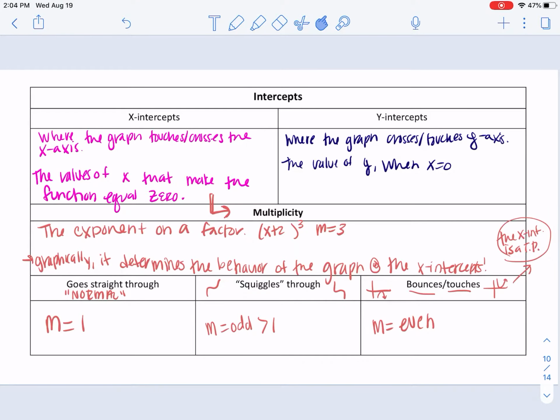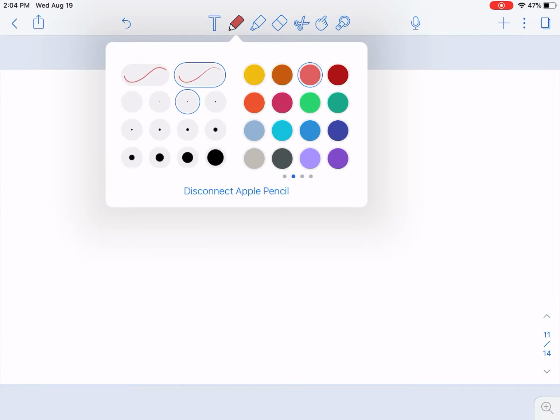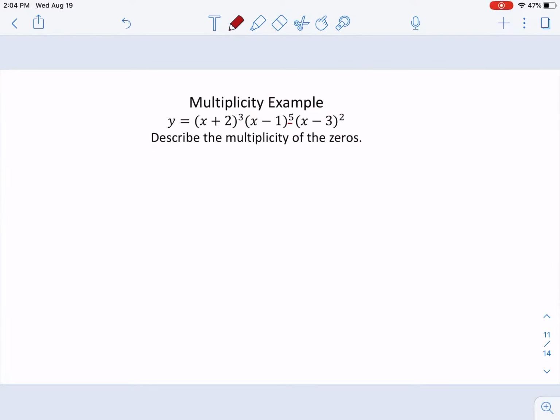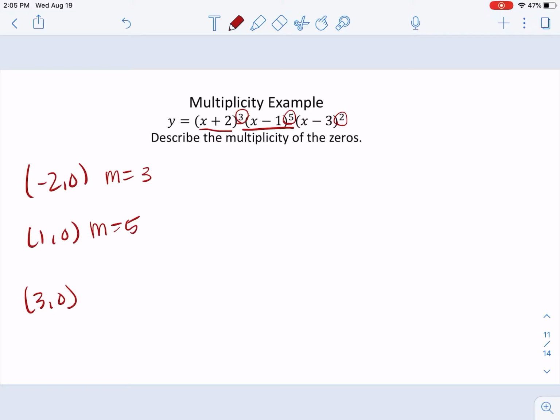So we're going to look and see how can we use this information to help us out. The first thing we want to do is find those zeros. I know I'm going to have a 0 at -2. I'm going to have a 0 at 1, and I'm going to have a 0 at 3. Then we want to find those multiplicities. Once again, those are based on the exponents on those factors. So -2 came from this factor, so my multiplicity is 3. 1 came from this factor, so its multiplicity is 5. And last but not least, 3 came from this factor, so it has a multiplicity of 2. Using those rules we just talked about, these are going to squiggle. This one's going to bounce.